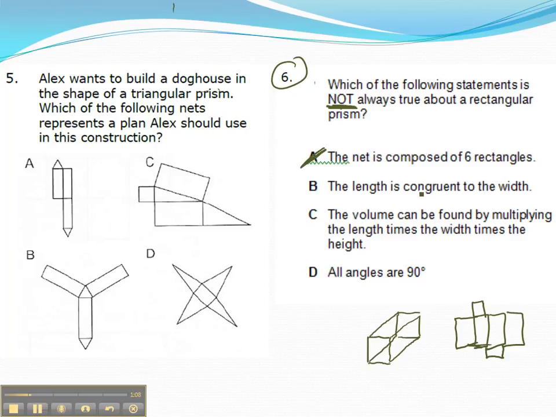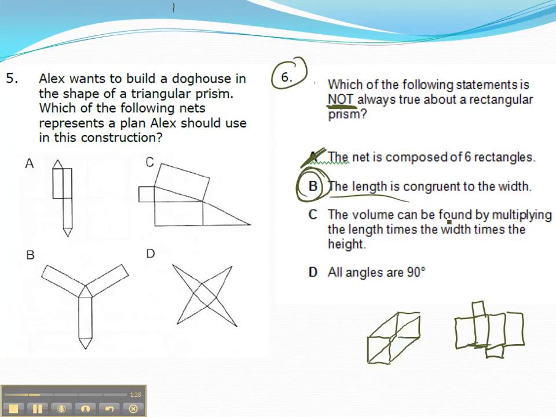The length is congruent to the width. No, not unless there's a square face, but it doesn't specify that. It's not, and it asks which is not always true. This is not always true. So I think B is the answer choice, but let's double check the rest of these.